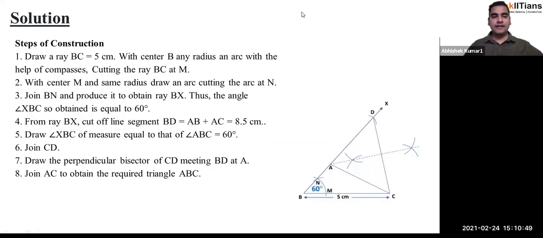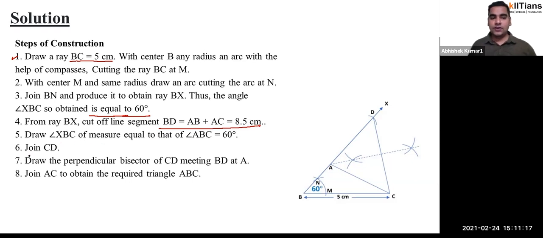Here, they have mentioned the steps of construction as well, guys, for you. First step is you have to draw a line segment whose length is equal to 5 centimeter as given in the problem. After that, you have to draw an angle equal to 60 degree. That's the second important point. And after that, assuming B as the center, you have to mark an arc of length equal to 8.5 centimeter on this BX.